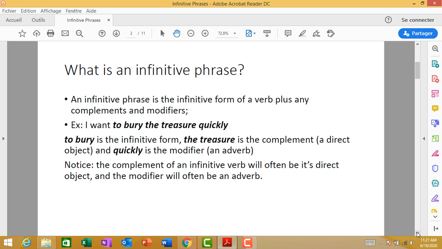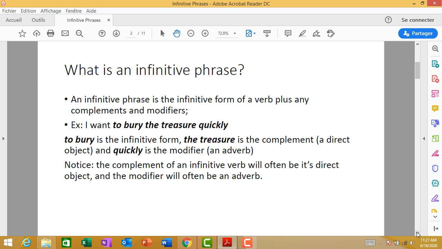What is an infinitive phrase, guys? An infinitive phrase is the infinitive form of a verb plus any complement and modifiers. You have an example. I want to bury the treasure quickly. So it's very obvious. You can very easily locate the infinitive phrase in this sentence. It's to bury the treasure quickly. The infinitive form is to bury.